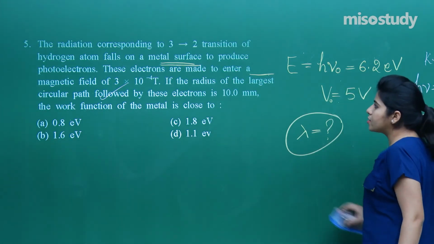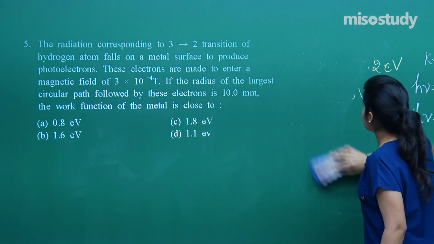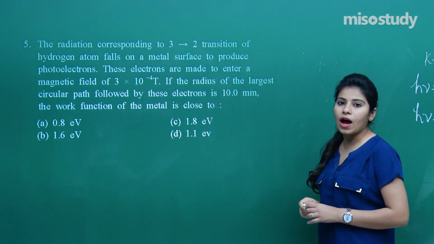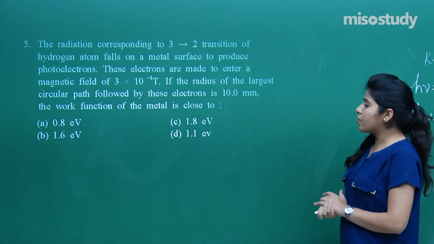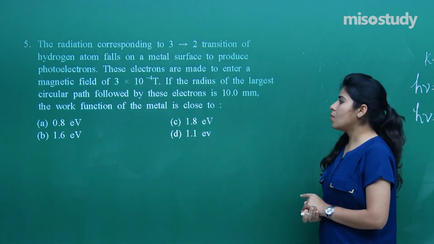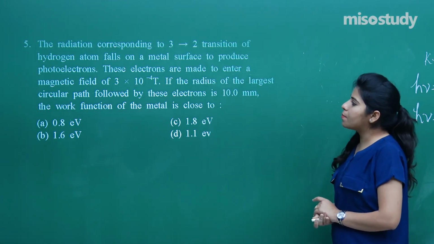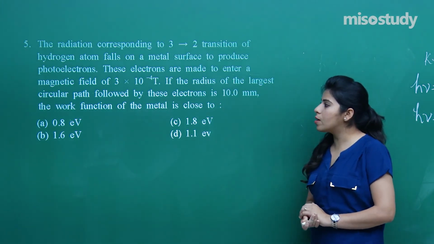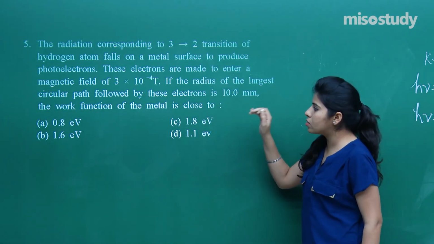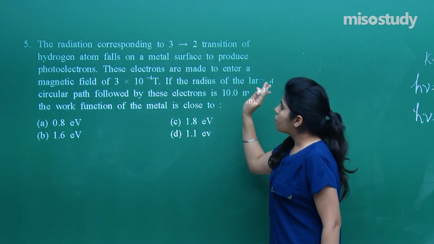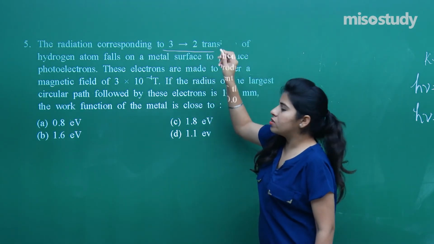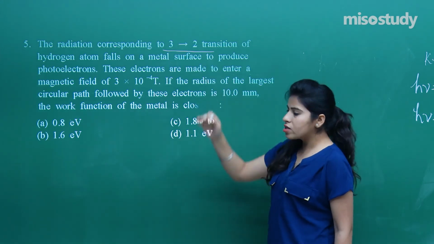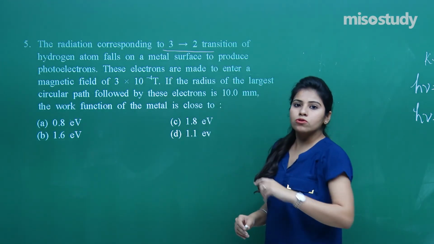And the next question says that the radiation corresponding to 3 to 2 transition of hydrogen atom falls on a metal surface to produce photoelectrons. And these electrons are made to enter a magnetic field of 3 into 10 raised to the power minus 4 Tesla. If the radius of the largest circular path followed by these electrons is 10 millimeter, what is the work function? First of all, the thing that has been given is the transition from energy level n equals 3 to energy level n equals 2. And during the transition, the photoelectrons are being emitted.